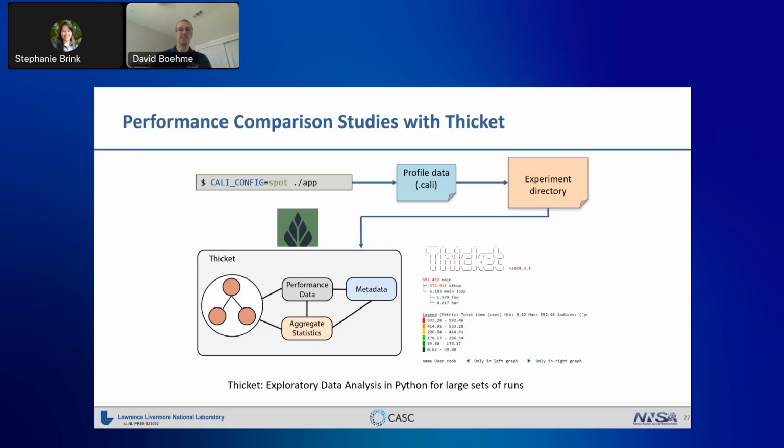Spot will write a machine readable file in Caliper's own .cali format. So you run all the experiments that you're interested in with this Spot config, and you will get a bunch of these .cali files. You put them in an experiment directory, and that directory you can then load into Thicket and do your analysis. And Stephanie will, of course, tell you a lot more about that.